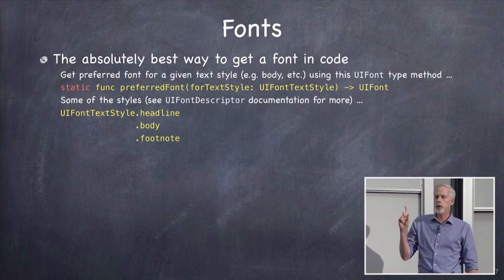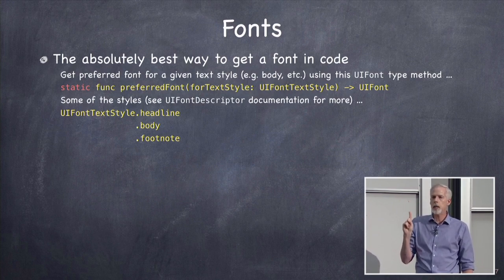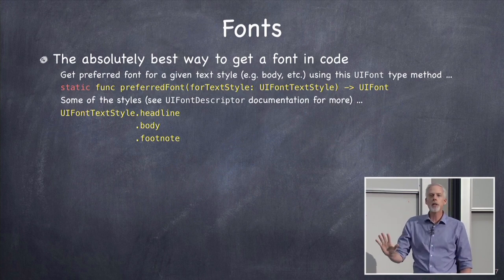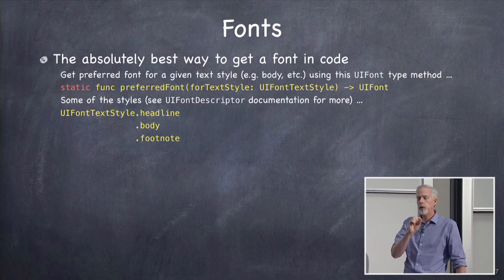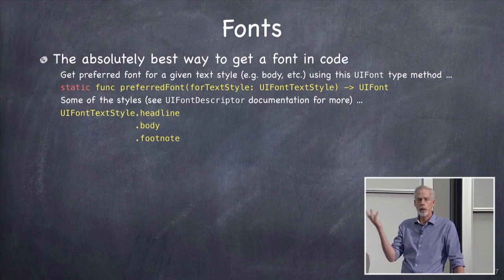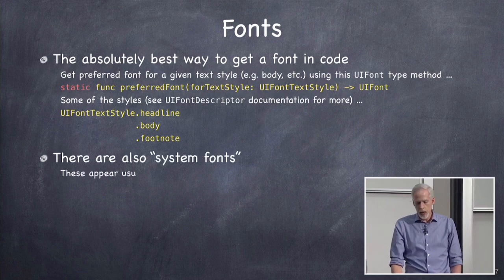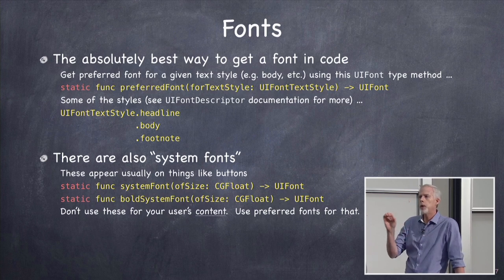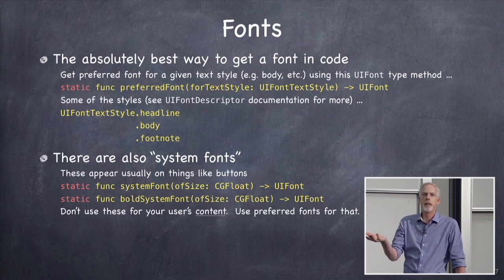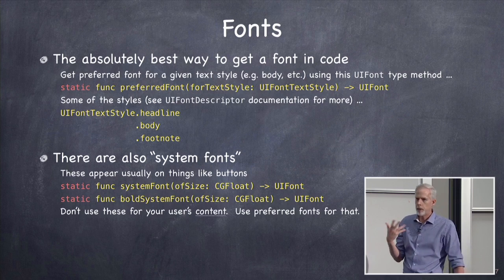So I really encourage you, when you're using a font, try to find a text style that will work. Because it's going to be in sync and compatible with all the other apps because they're using these preferred fonts. And also, by the way, if the user goes in settings and sets their font size to be really large, these will automatically get larger. And hopefully if you have your auto layout working, everything will expand or contract properly. There's also system fonts. Don't get confused between the preferred fonts and system fonts. System fonts go on buttons and things like that. Preferred fonts are for the user's content. So that's the difference there.